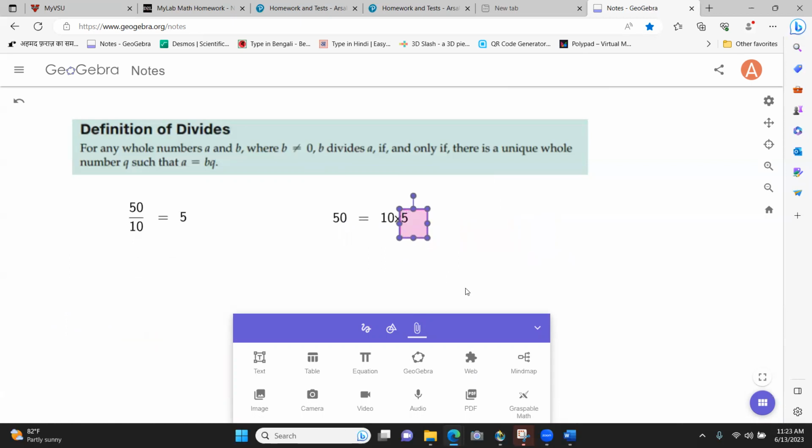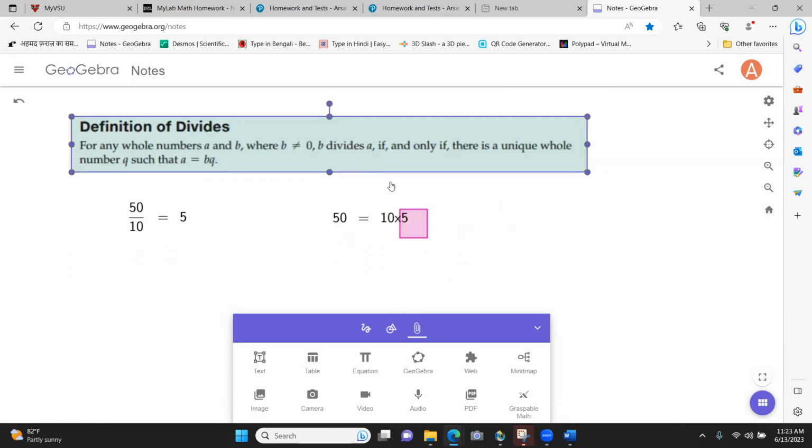So again, it may seem a little technical to you guys, but it makes sense. That's how we define divides. All right. So 50 is divisible by 10, or we can say equivalently 10 divides 50. Okay, not the other way around. 50 doesn't divide 10. All right. 7 doesn't divide 50 because if you divide 50 by 7, you're going to get a fraction. You're not going to get a whole number. All right, guys. I hope that makes sense. Let's go to the next one.